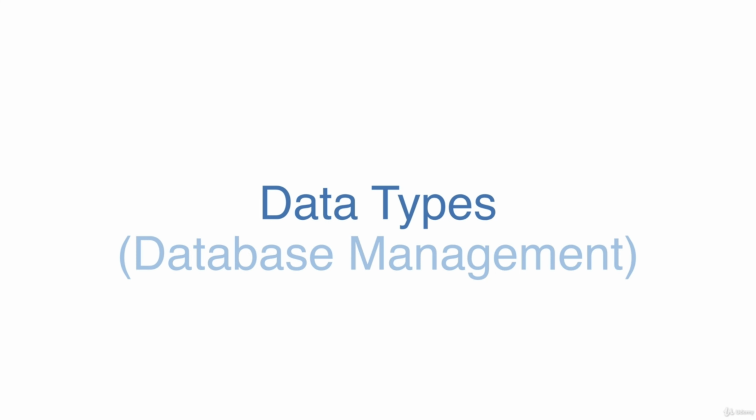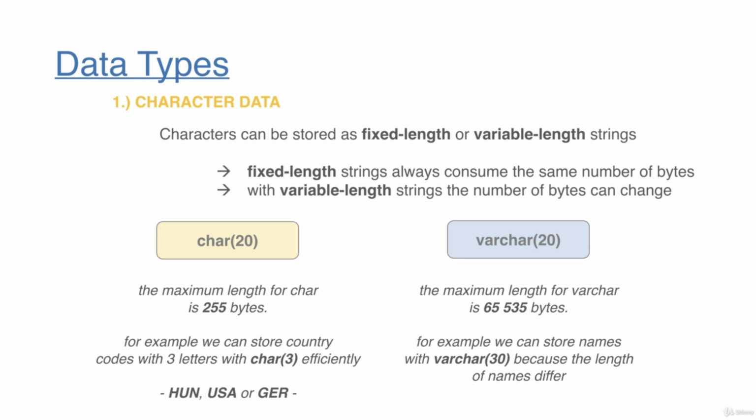In this chapter, we are going to talk about how to create a database and how to populate the database with given items. But of course, first of all, we have to talk about the given data types because we have to define the given types whenever we create a given variable. So first of all, let's talk about character data.